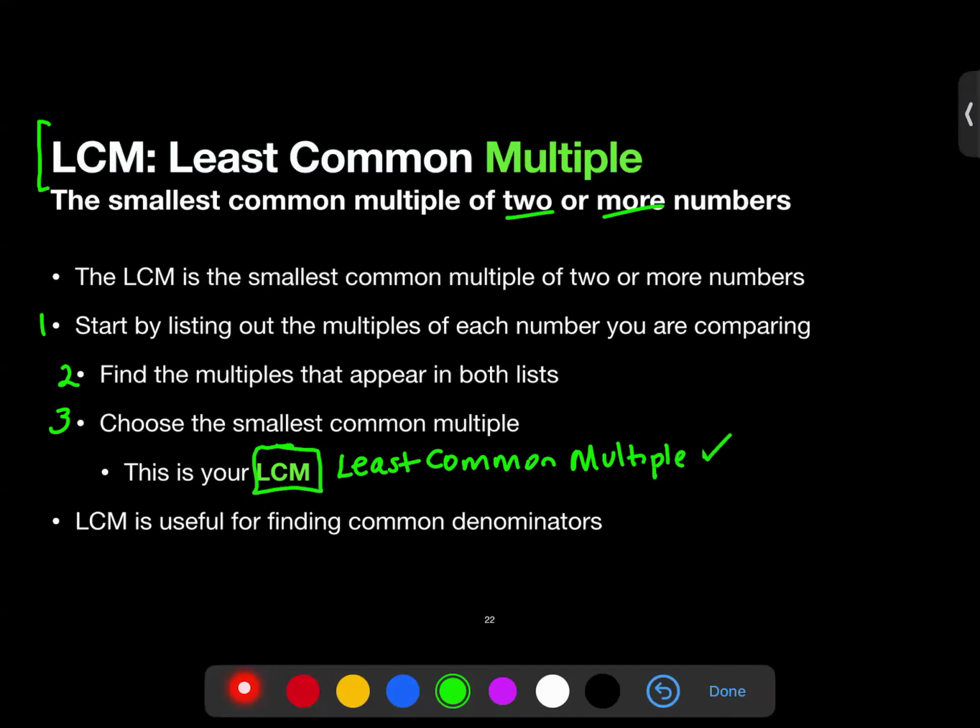So one thing that is useful when we're finding least common multiples is for finding common denominators. So remember, in a fraction, this is our denominator. So LCM is good for finding common denominators. So let's see how we can find the LCM.